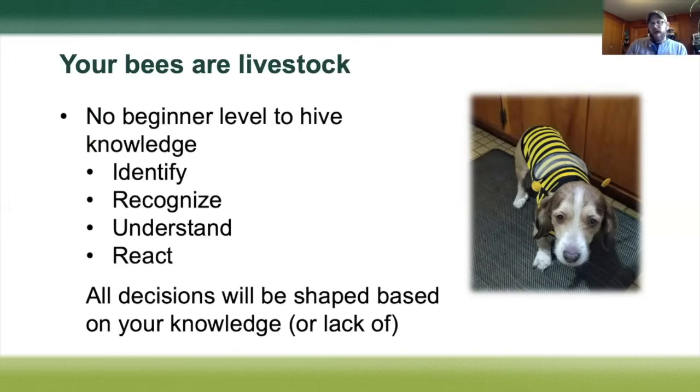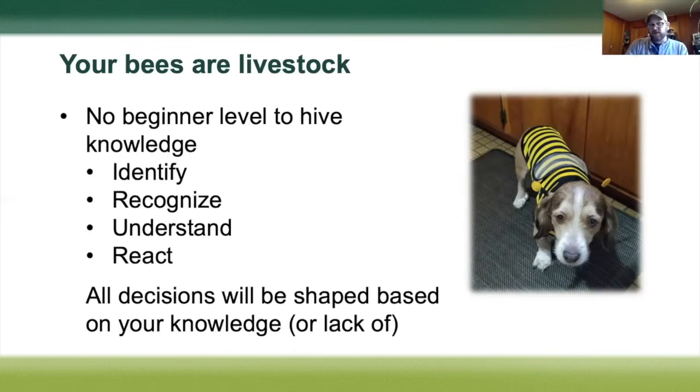And really what you have to understand is that all the decisions that happen in your apiary, everything you do is going to be shaped on your knowledge base or your lack of knowledge. If you have a lack of knowledge around all of these things, if you can't do any of these basic 4 things, you're going to be in real trouble.